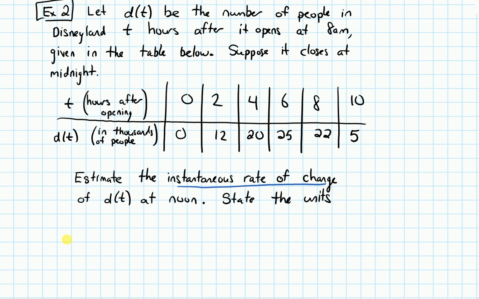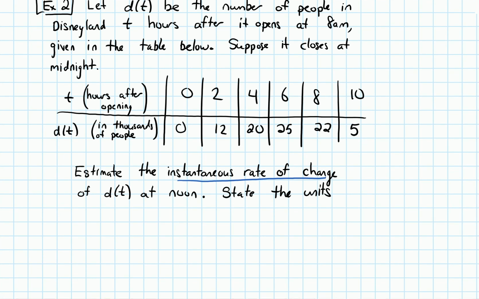Okay, so I want to estimate the instantaneous rate of change. So the first thing I want to observe is it's talking about noon. Well, what time is this? Noon is how many hours after it opens? It opens at 8 a.m. Well, this would be 4 hours after it opens. So this is actually t equals 4, not t equals 12. So we want to be careful about that. We need to remember what t represents.